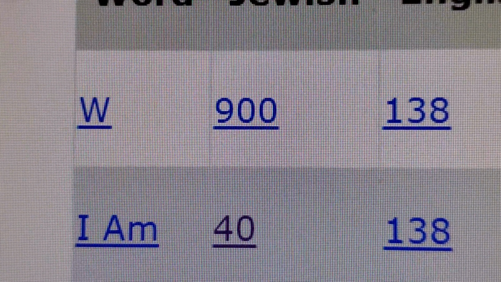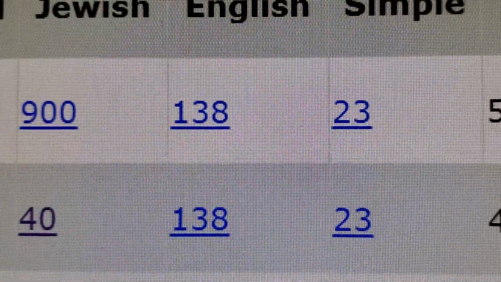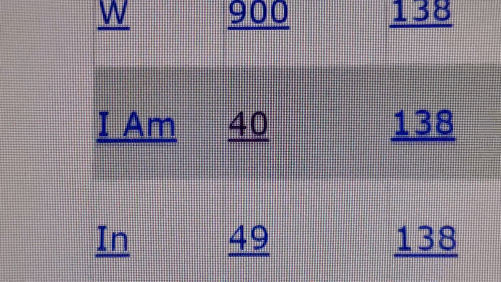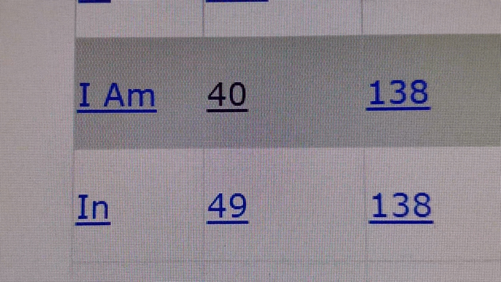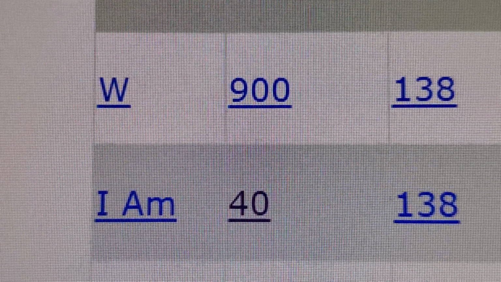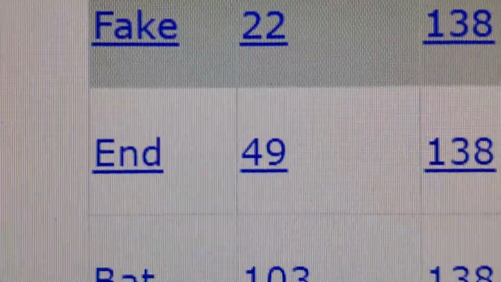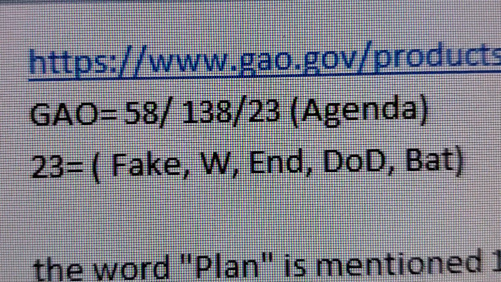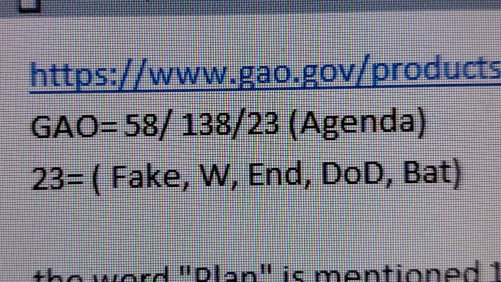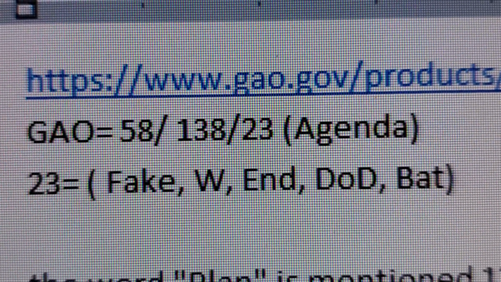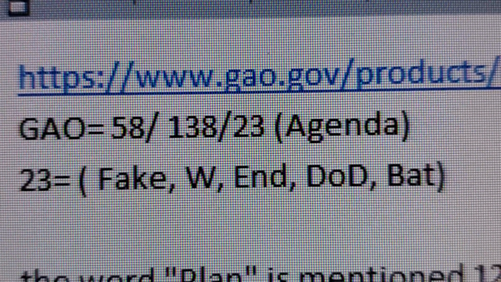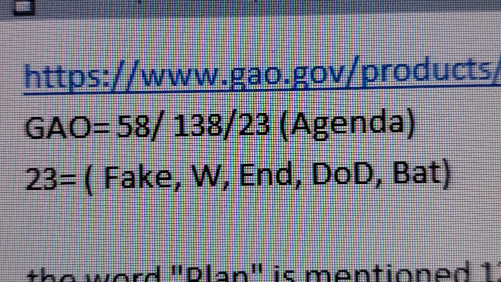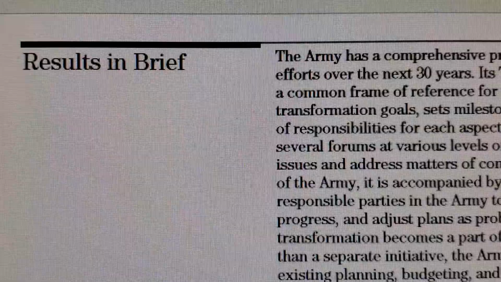This is also 23. You have W, and the W and the V and the Y are all interesting. They're related. You got fake. There's your bat. Hey, Wuhan. So the GAO equals agenda, fake, W, end, DOD, bat, and also Cain. I can talk about that later though.